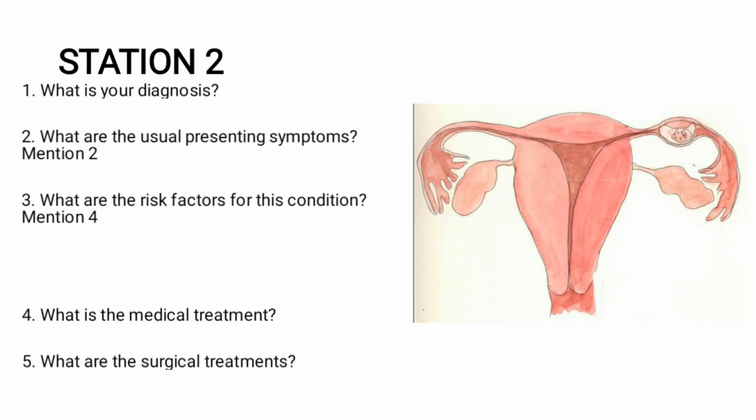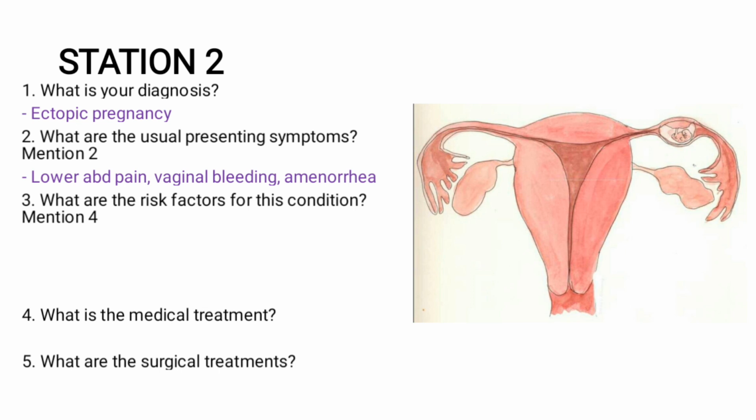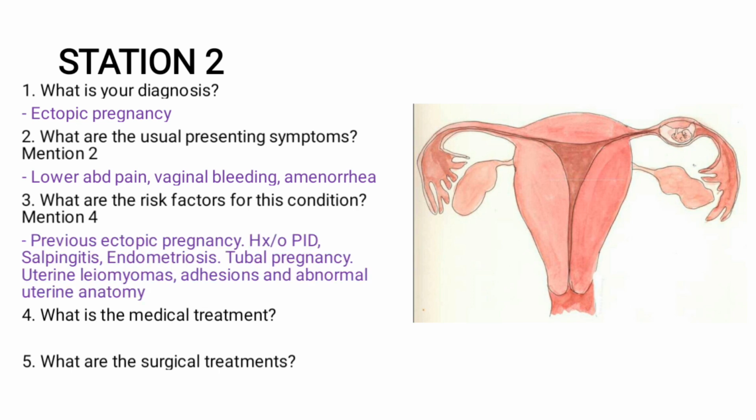So for the case study answer, the diagnosis of course is ectopic pregnancy. The usual presenting complaints are the triad of lower abdominal pain, vaginal bleeding, and amenorrhea. Then the risk factors for this condition: previous ectopic pregnancy, history of PID, salpingitis, endometriosis, tubal pregnancy itself, uterine myomas, adhesions, and abnormal uterine anatomy, and even failure of the use of IUCD. Medical management is of course methotrexate. Surgical management is salpingotomy and salpingectomy.